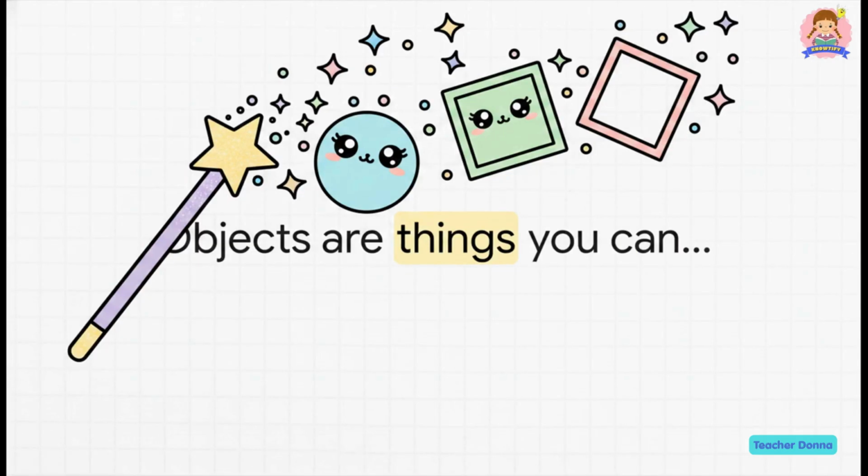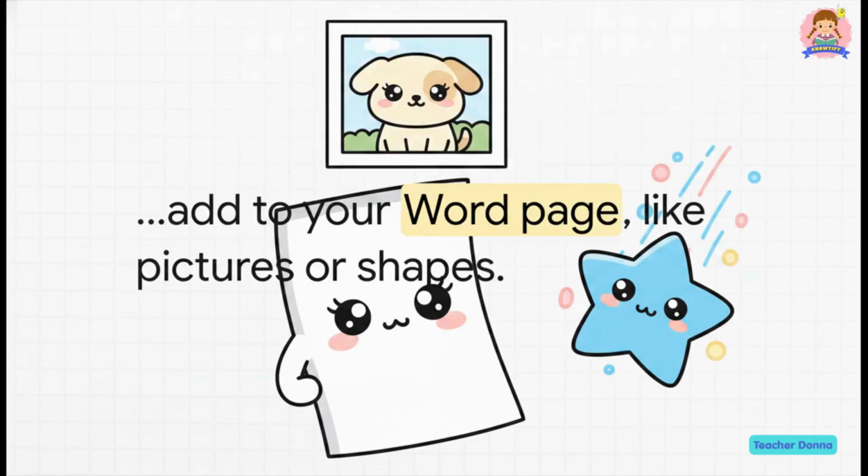Every great wizard needs to know their spells. And in Microsoft Word, our spells are called objects. But what exactly are they? Well, objects are things you can add to your Word page. We're talking pictures, shapes, you name it. Just imagine being able to magically drop a picture of a puppy or maybe a giant blue star right in the middle of your sentences.